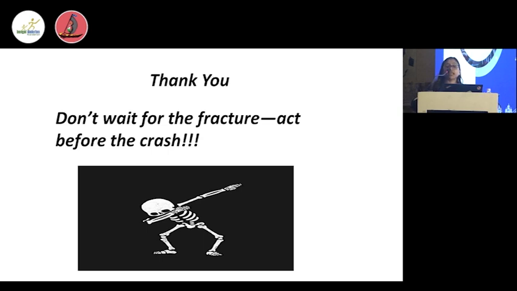Now these cathepsin K inhibitors are a newer class of agents, so we need more research, we need more drugs in this area. So to end, don't wait for the fracture, act before the crash.